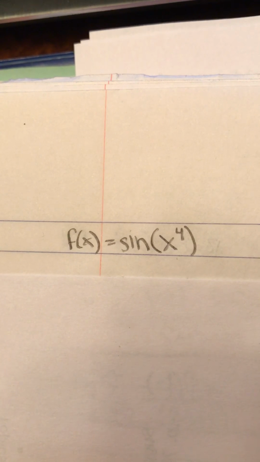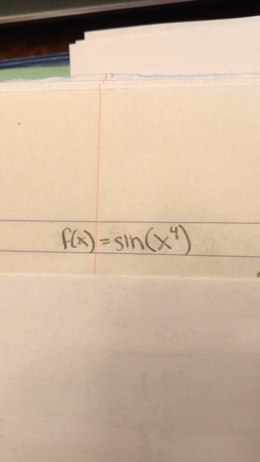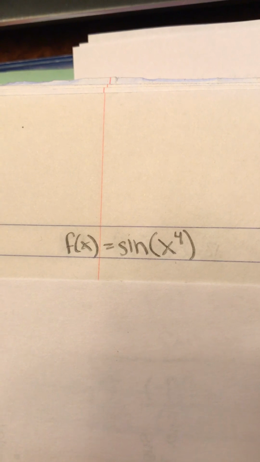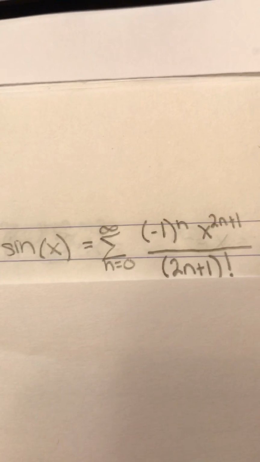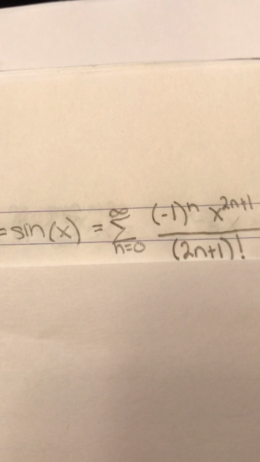Looking at the equation, f of x equals sine x to the fourth power, we can see that we have the sine of x, which we know, one of the Maclaurin series is sine of x equals the sum of n equals 0 to infinity, negative 1 to the n, x to the 2n plus 1 over 2n plus 1 factorial.